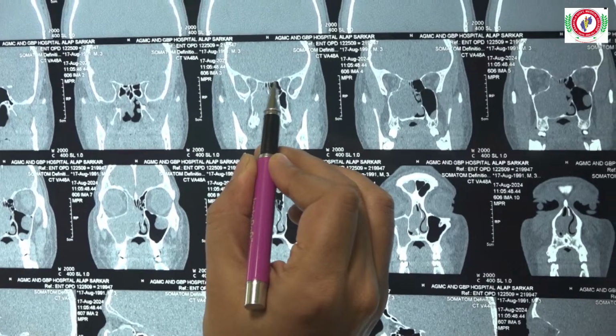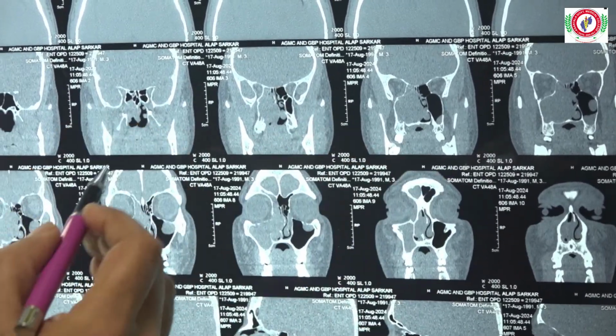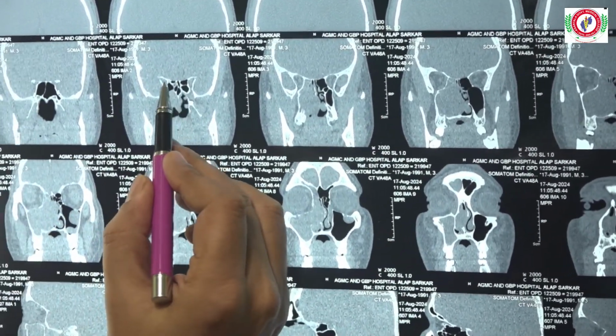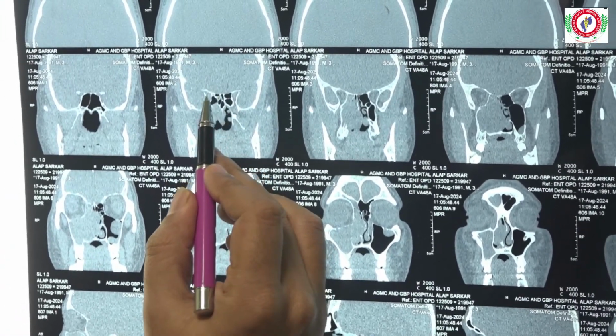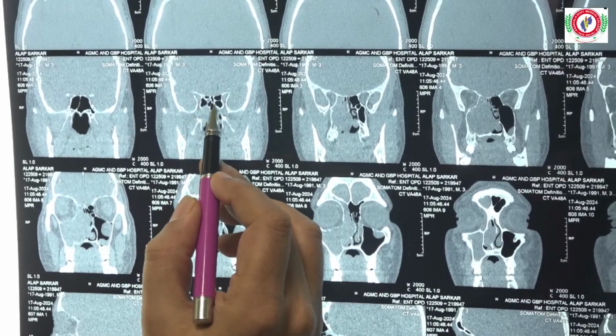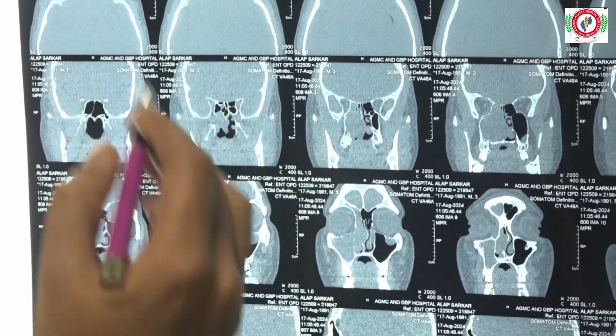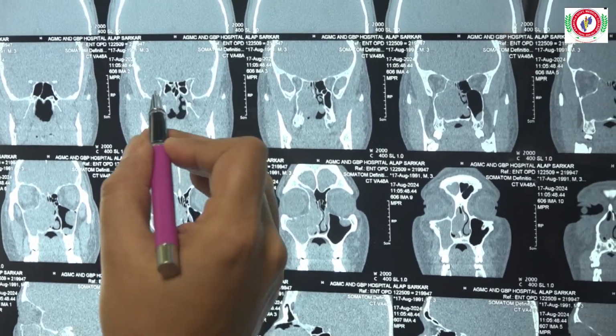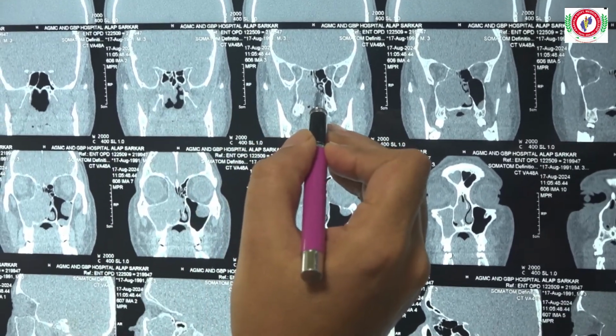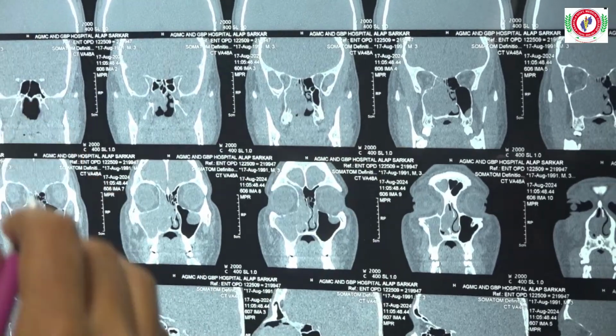Alright. So sometimes and rarely at this point, you may get a posterior ethmoidal artery. It is not very evident here, but we saw the posterior ethmoidal artery in our dissection yesterday. So you may see the posterior ethmoidal artery at this point. Now this is where the sphenoid sinuses are coming.